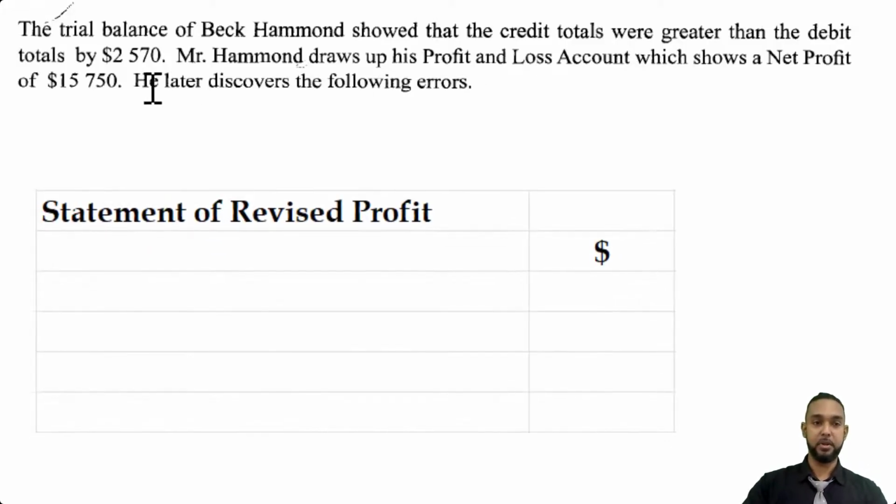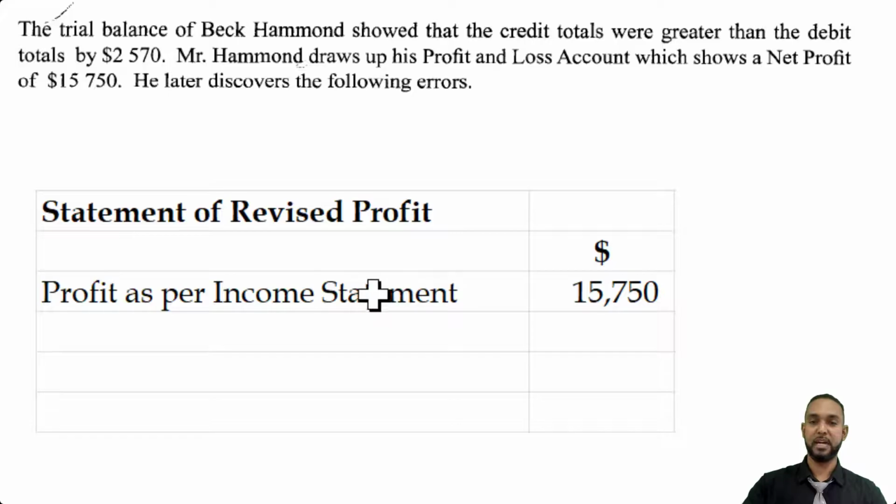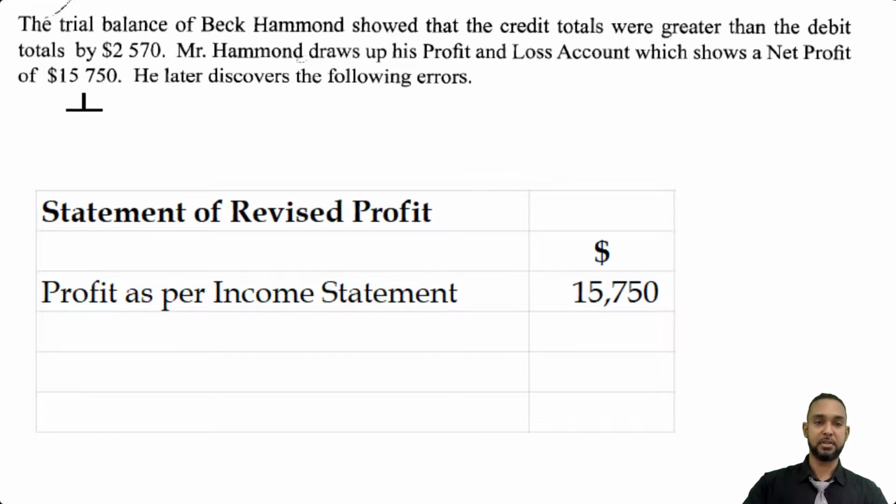Now, again, the first thing we're going to put in here in the statement of revised net profit is the current net profit of $15,750 because, of course, we want a starting point, right? So profit as per income statement. Okay, next, so let's take a look.